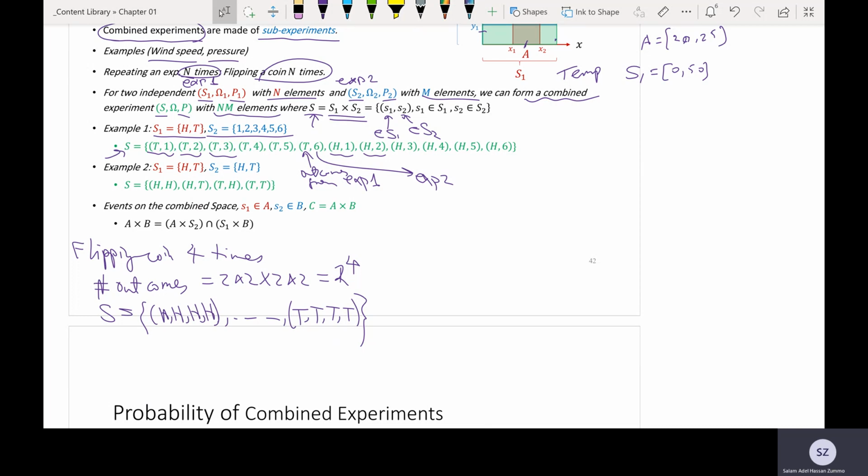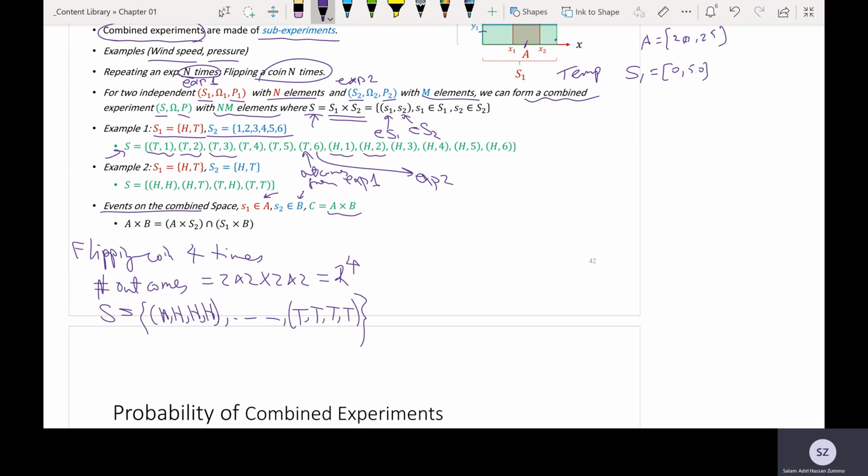Now, events in combined experiments. Suppose that I have event A defined on the first experiment and event B defined on the second experiment. Event A could be, in this example, head. Event B could be, in this example, 5. So what is event C? Event C will be the Cartesian product of A with B, which is the ordered pair.